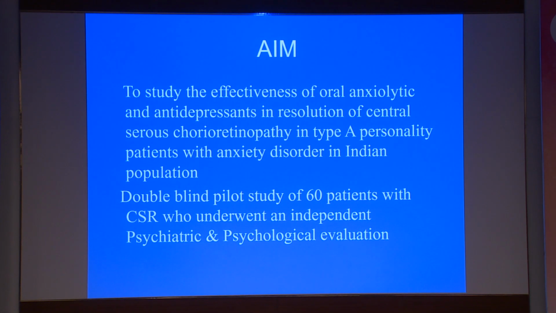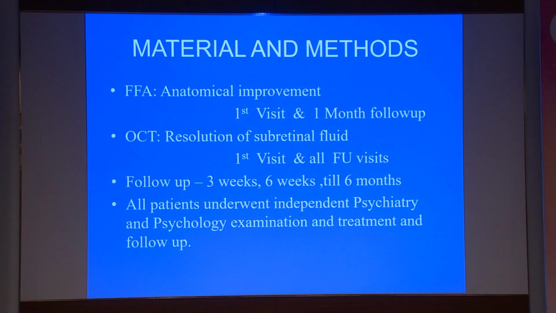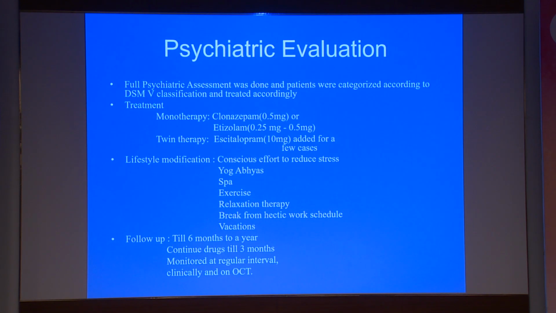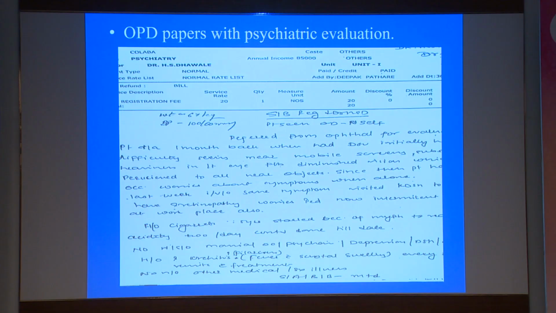So we had a double-blind study of 60 patients. For materials and methods, we did FFA on the first visit and at 1 month follow-up, and OCT as and when required on every follow-up. All patients underwent independent psychiatry and psychological workup by a psychiatrist. So this is the detailed evaluation, and the psychiatrist started the treatment with monotherapy using etizolam or clonazepam, or a twin therapy of adding escitalopram, which is an SSRI, along with lifestyle modification. And we followed up these patients from 6 months to 1 year.